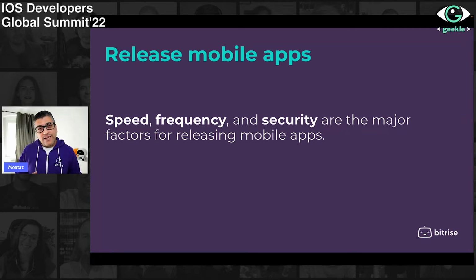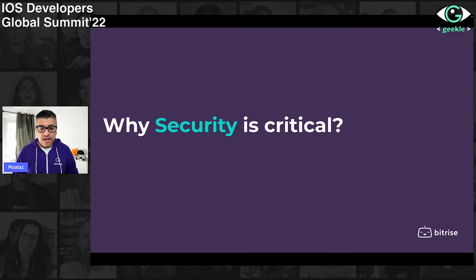And also we need to think about security, because these are the 3 factors for releasing mobile apps nowadays. So speed, frequency, and security are the major factors for releasing mobile apps nowadays. But at the beginning, why is security critical, and why did we mention security here in the factors for releasing mobile apps?